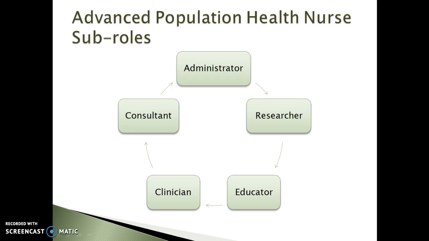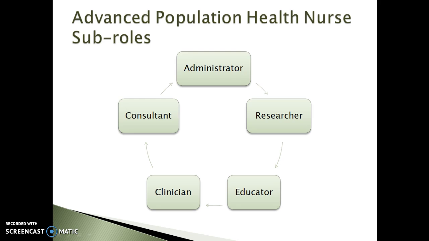So we're all familiar with the 5 sub-roles of the Advanced Population Health Nurse. They are the clinician, administrator, educator, research, and consultant. Through these various roles, we can make a significant impact on the health of the community served by improving the social determinants of health and overall conditions of living.